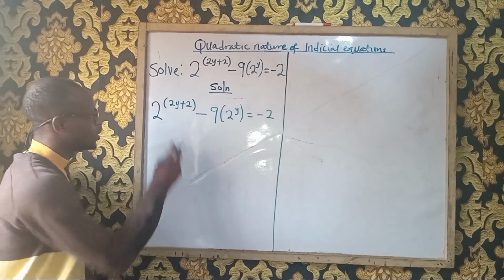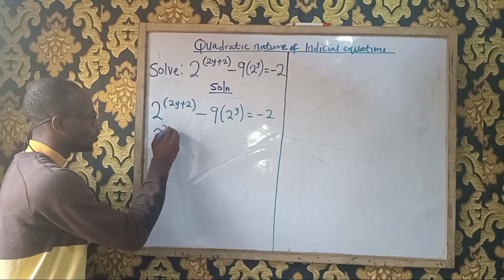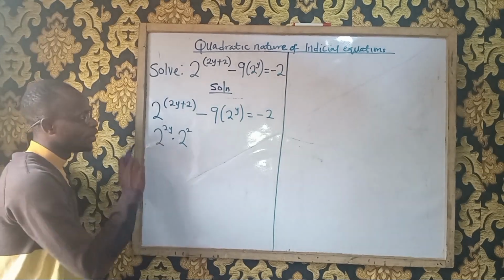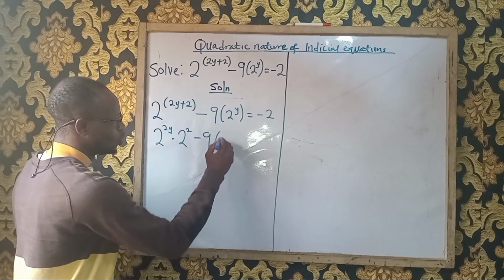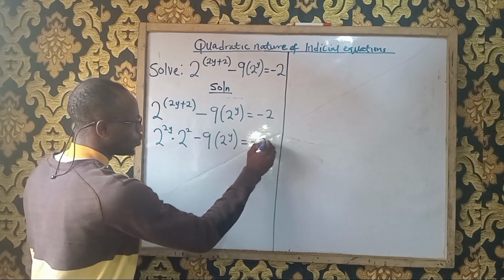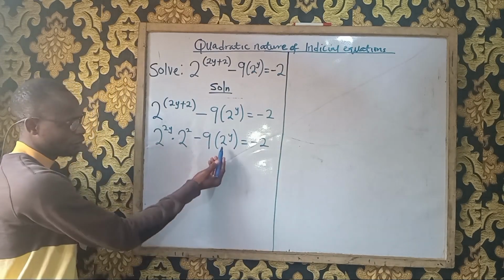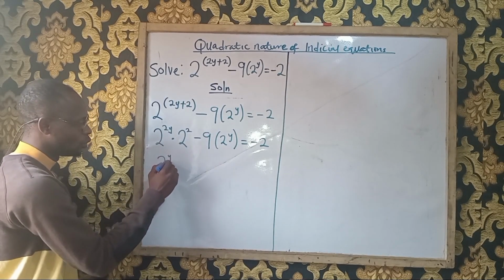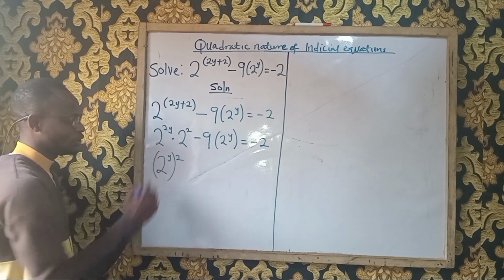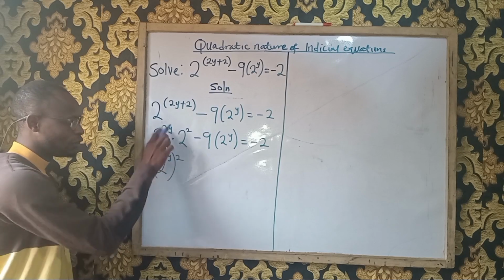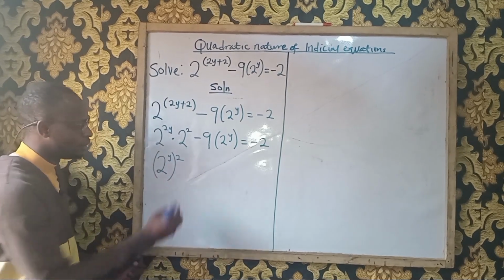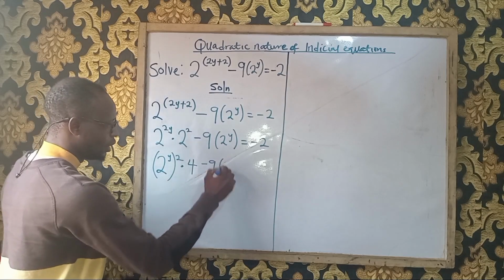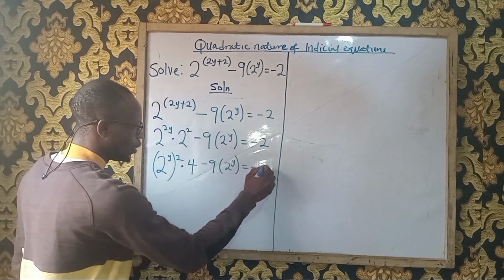So how do I do that? This is the same as saying 2 raised to power 2y multiplied by 2 raised to power 2. This is a multiplication sign. Now minus 9 into bracket 2 raised to power y is equals to minus 2. Now we still have to change this to be of this form. That means I can still do something here by saying 2 raised to power y, then place the 2 outside, just like that. Because if you multiply y times 2, it will still give you 2y. Then multiply by 2 raised to power 2 will give 4. Then minus 9 into bracket 2 raised to power y is equals to minus 2.